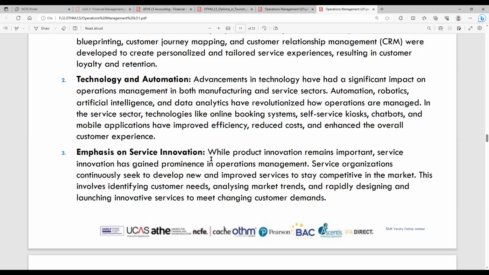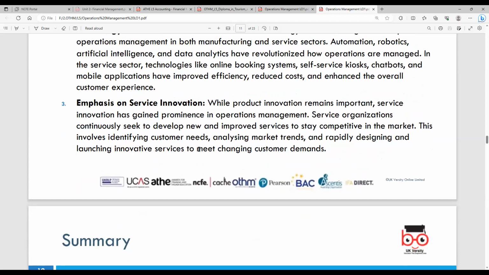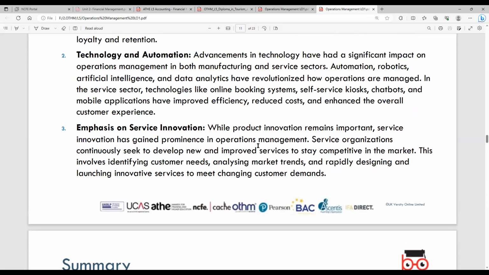and making sure that you identify the market trends, market needs, making sure that you rapidly design and launch new innovative services to meet changing customer needs over the years, because customers have become more aware, more modern, in other words, more aware of their own needs and demands. So the operations management has moved away from mainly manufacturing to the service industry. The manufacturing roots are there, but there has been continuous improvement over the years. Are we with this? Yeah.